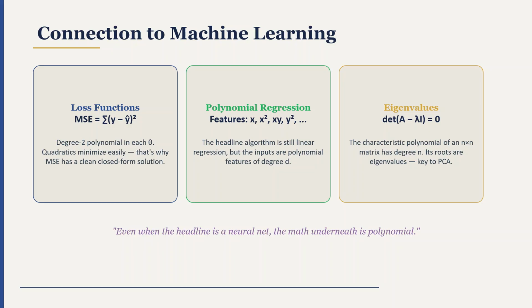Third, kernel methods. The polynomial kernel in support vector machines computes the inner product in a higher dimensional feature space without explicitly mapping the data there. The formula involves expanding the quantity x transpose y plus c raised to the power d. Understanding polynomial expansion is the foundation for understanding what that kernel does.